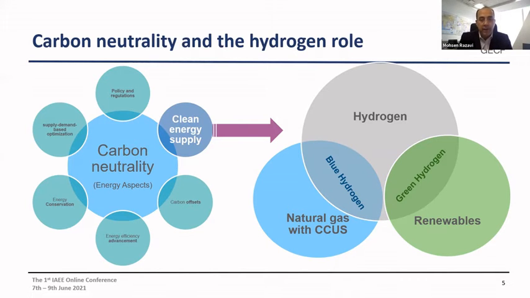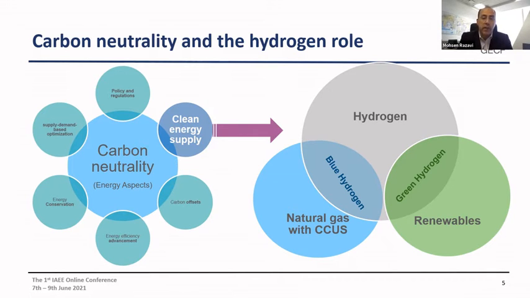There are a lot of aspects, and all of us know that there is no single and sole solution to carbon neutrality. So policy and regulations, optimization of the balance between supply and demand and managing that balancing, and also energy conservation and energy efficiency enhancement. All of these are aspects of carbon neutrality. But providing clean energy is a very important aspect of carbon neutrality.